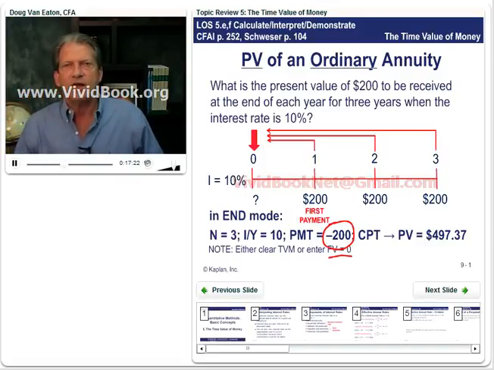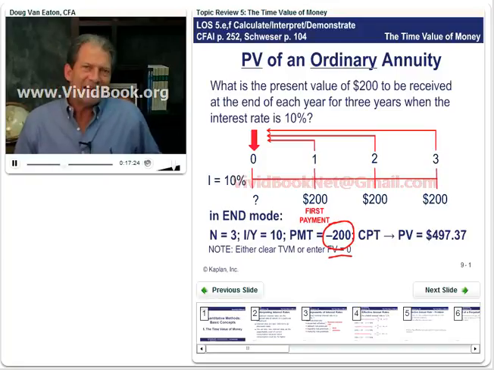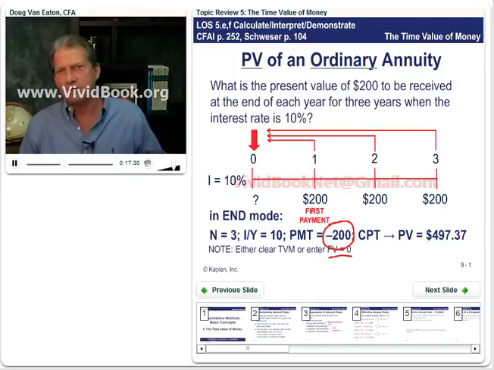And then calculate the present value. This answers the question: how much would I have to put in the bank today to take out $200 one year from now, $200 two years from now, $200 three years from now, and just exhaust the account? And so that's the calculator solution.